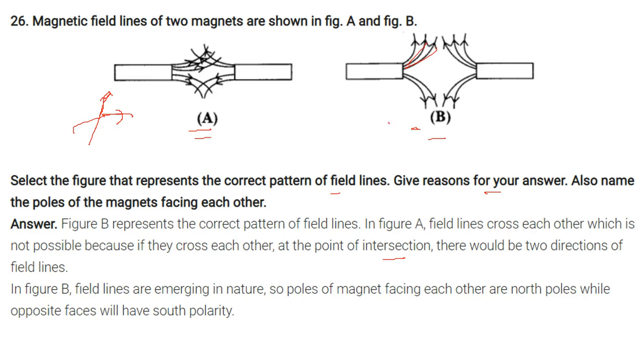But in figure B, the field lines are emerging in nature. Always it emerges from north, so here also it is emerging from north. So the poles of the magnets facing each other are north poles, and this is south, this is south, while the opposite faces have south polarity.